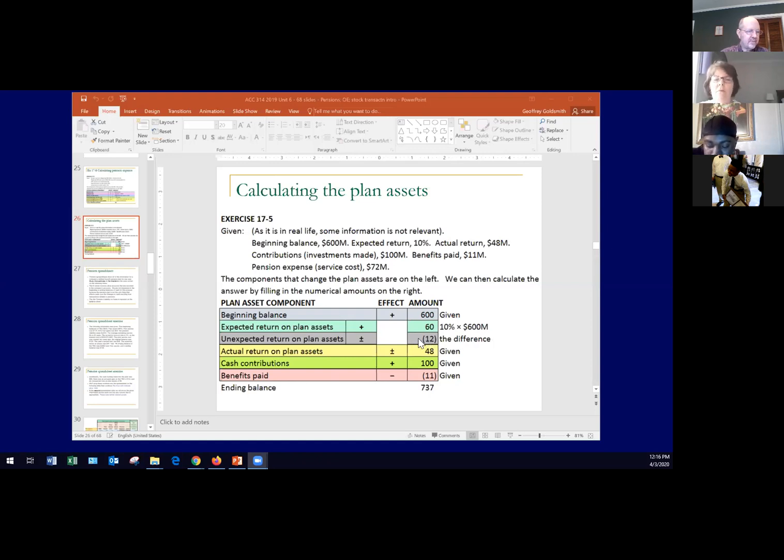Some years this would be positive, some years it would be negative. Usually they cancel each other out. Cash contributions, that was money that the employer and possibly employees put into the plan to get invested. So that increased plan assets by 100 million. And then they paid 11 million in benefits. So at the end of the year, the plan had 737 million.